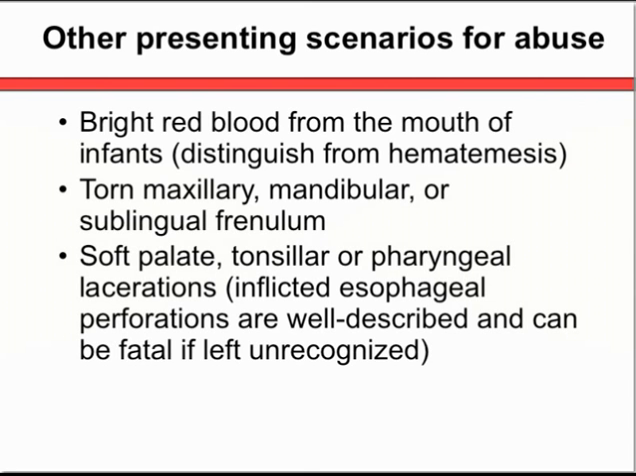Other presenting scenarios for abuse include bright red blood from the mouth of an infant. It's important to distinguish this from hematemesis. We also, though, can see torn maxillary, mandibular, or sublingual frenula. Obviously, this is the most common source of the bleeding when we see bright red blood from the mouth, but sometimes children have other sorts of injuries in their mouth or their digestive tract. This can include the soft palate, the tonsillar or pharyngeal lacerations. We even see esophageal perforations in child abuse, and these are well described and can be fatal if left unrecognized.